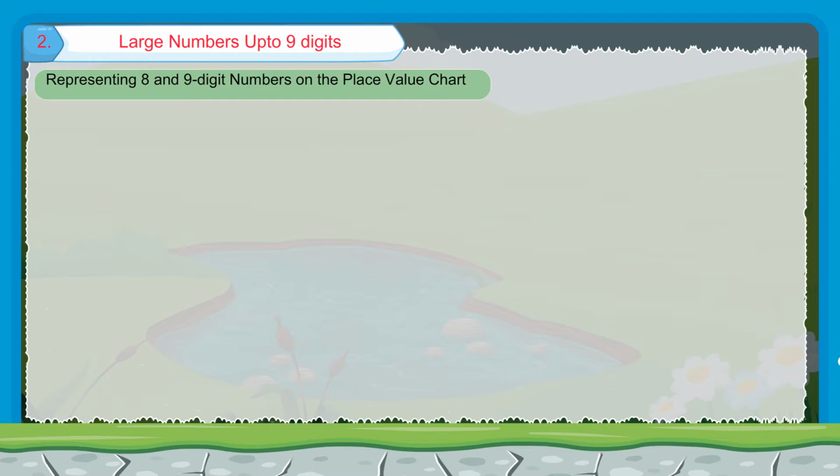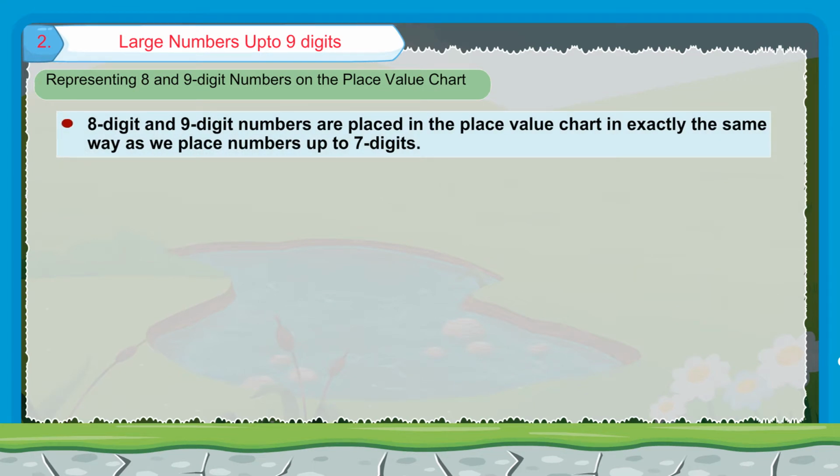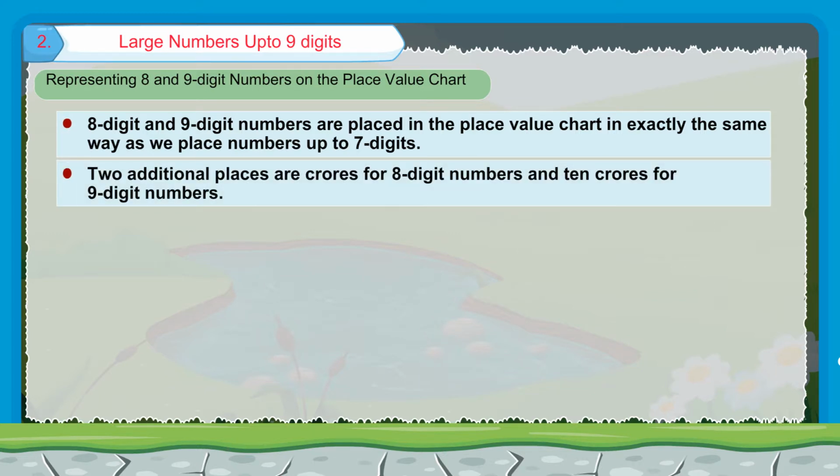Representing 8 and 9 digit numbers on the place value chart. 8 digit and 9 digit numbers are placed in the place value chart in exactly the same way as we place numbers up to 7 digits. Two additional places are crores for 8 digit numbers and 10 crores for 9 digit numbers.